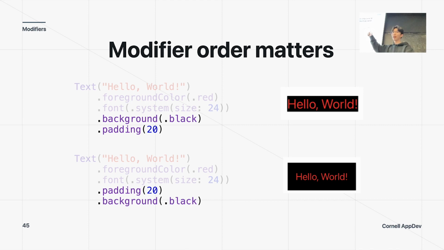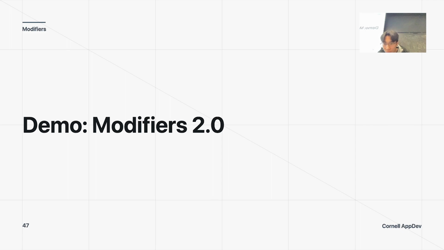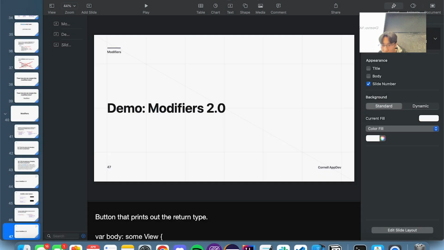And because every time we're adding a modifier, we're creating a new view, then what's the actual return type of these views? Well, you can see that this is a view, this is a completely different view, but we don't know what the actual return type is. So I'm going to demo. I'm just going to copy this code.